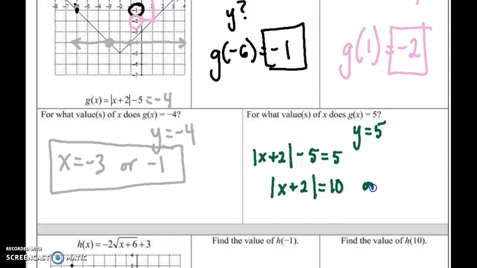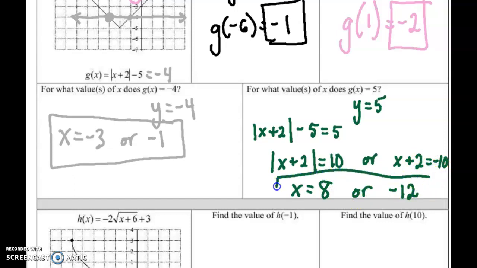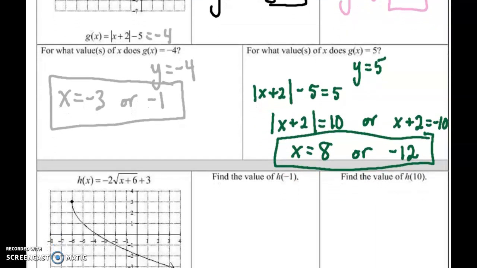Now remember, there's a second scenario here. I think you learned this in Algebra 2, because what's in the absolute value could have actually been negative 10. So as you solve this, this first one is just subtracting 2 over, so x could have been 8. But in this one, if we subtract 2 over, we would have gotten negative 12. So there's 2 different ways to get these answers, and I want you to know both.